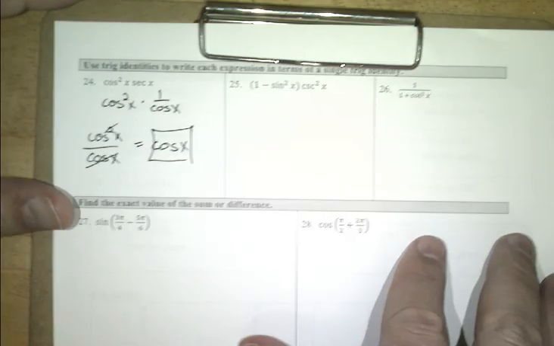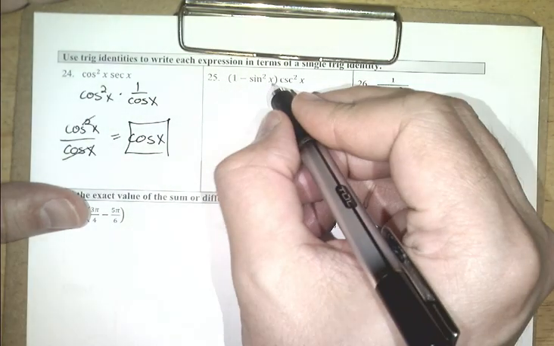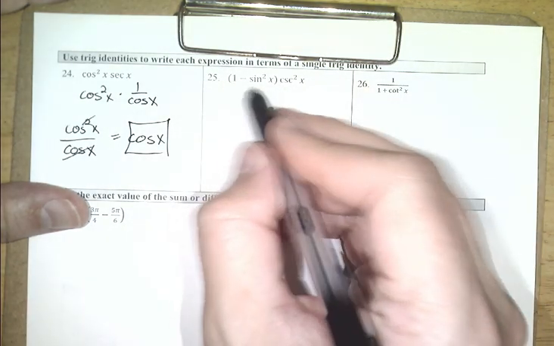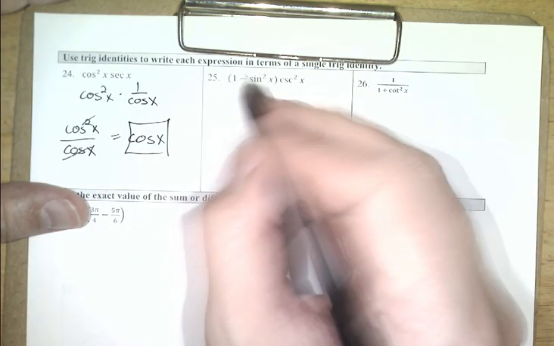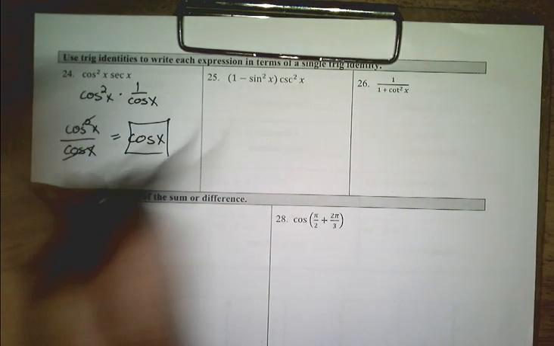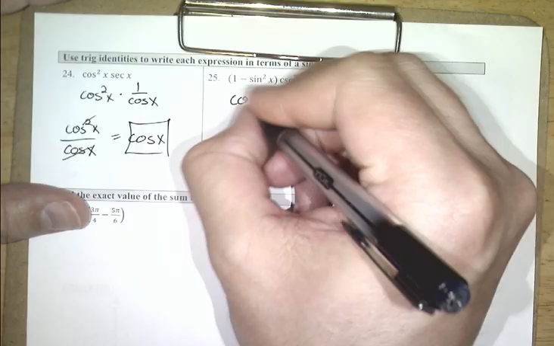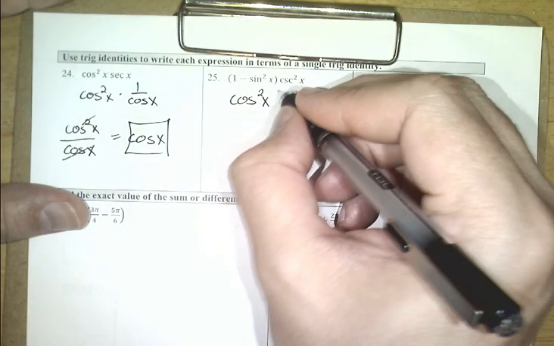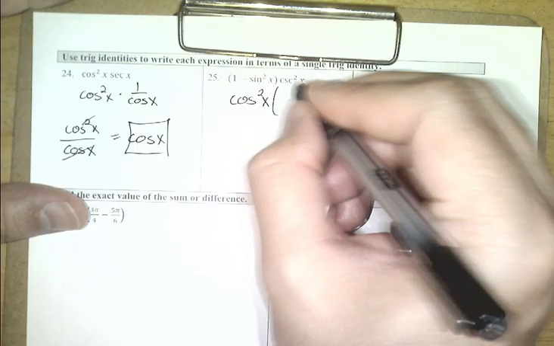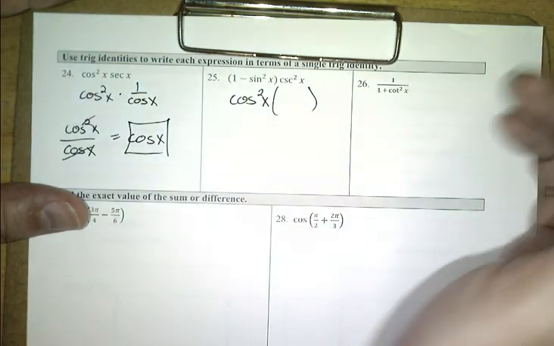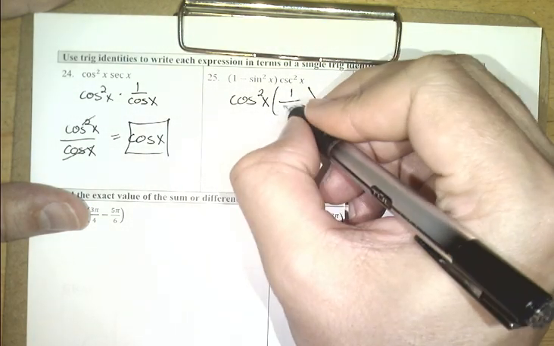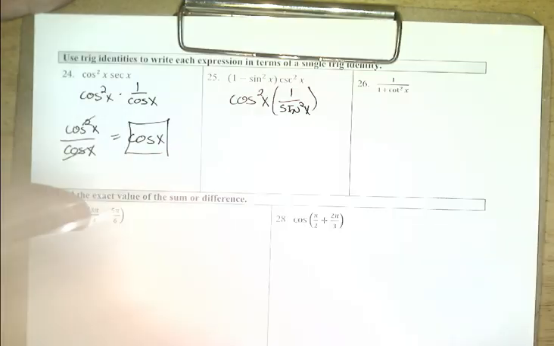Okay? Right here, 1 minus sine squared x times cosecant squared x. We have a subtraction and a square, so this is going to be a Pythagorean identity. 1 minus sine squared x is the same as cosine squared x. And then cosecant, I'm going to change that. We could use the Pythagorean identity for that one, but I don't want to, because that'll add addition and subtraction, and we don't like that. So we'll make this 1 over sine squared x.